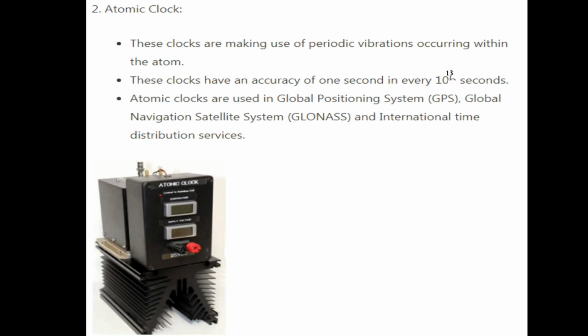Atomic clocks. These clocks make use of periodic vibrations occurring within the atom. These clocks have an accuracy of 1 second in every 10 to the power 13 seconds. Atomic clocks are used in Global Positioning System (GPS), Global Navigation Satellite System (GLONASS), and International Distribution Services.